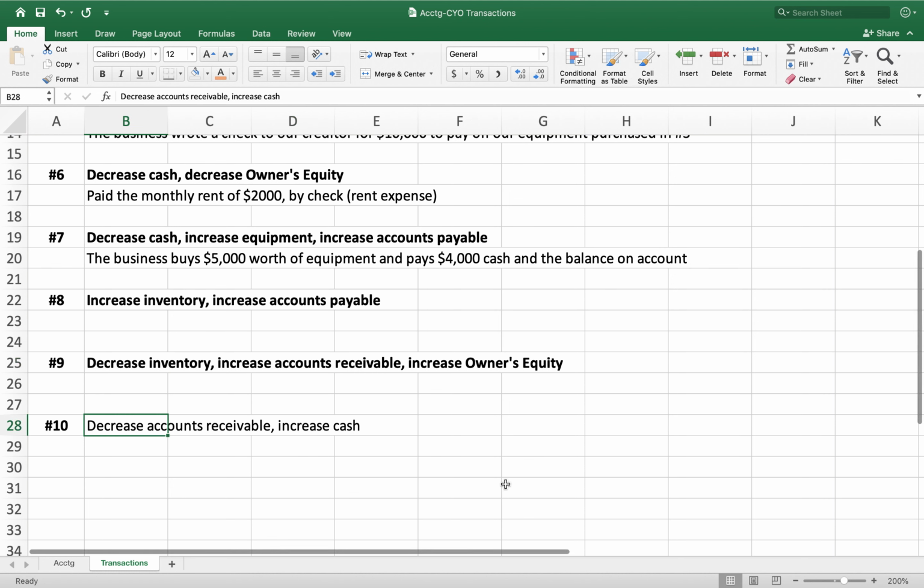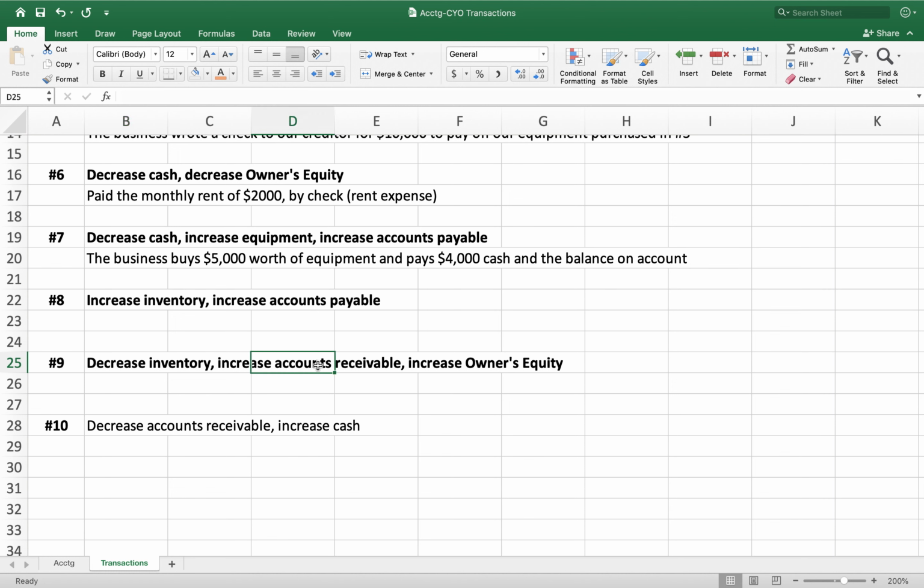Number 10, decrease accounts receivable, increase cash. So for example, from number 9 where we increased accounts receivable, now this customer is going to pay us cash or check, and it's going to increase our cash because that's what we receive, and it's going to decrease our accounts receivable because we are owed less money. The other company is paying down their accounts payable. We are going to reduce our accounts receivable because we are owed less money later.